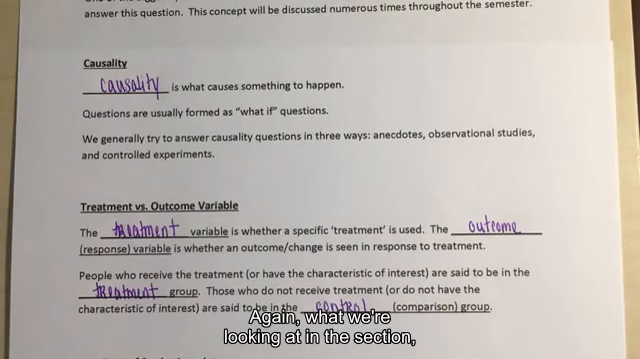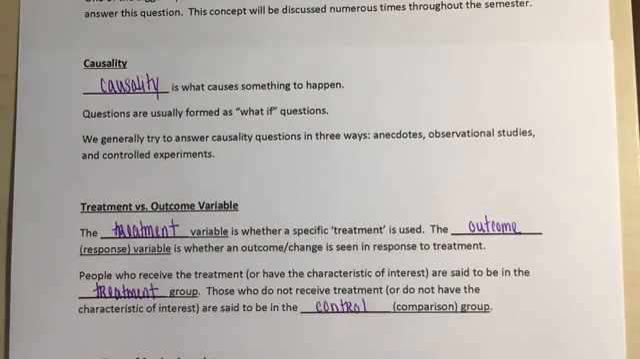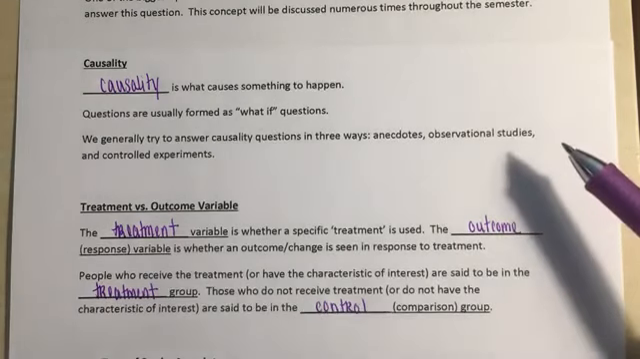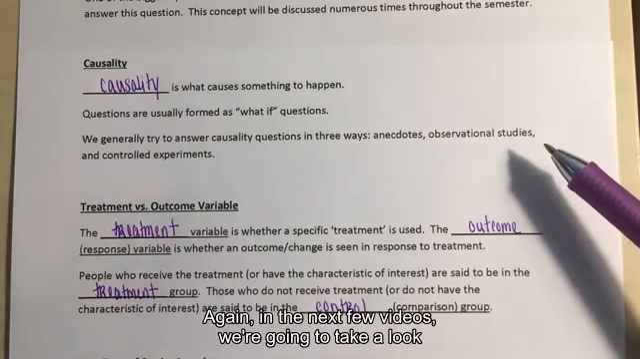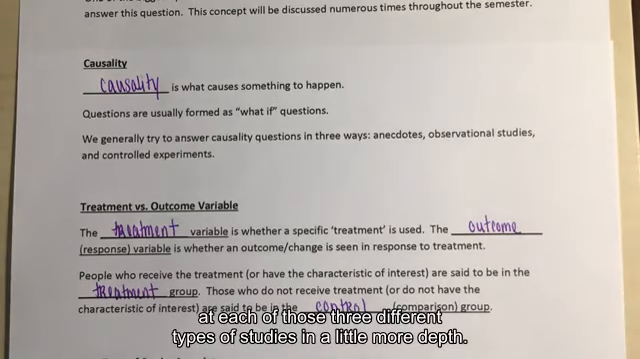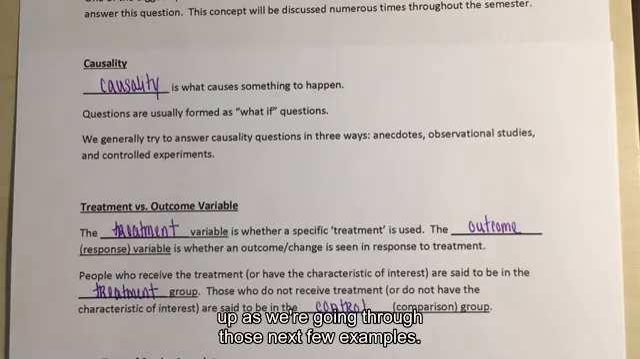Again, in this section, we're going to look at three different types of studies. Going back up to this sentence up here: anecdotes, observational studies, and controlled experiments. So in the next few videos, we're going to take a look at each of those three different types of studies in a little more depth. And these different terms are going to show up as we're going through those next few examples.